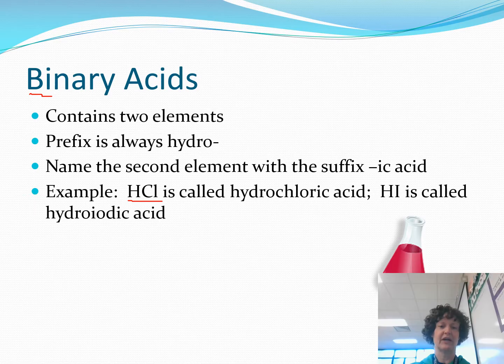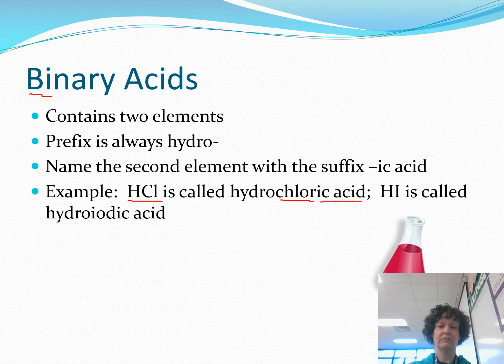Look at it. It's got one hydrogen atom at the beginning, so that tells you we've got an acid here. And then it's got only one other element bonded to it, and that would be chlorine. That's two elements in the compound, so that would be a binary acid. So we start with hydro, and then we put chlor for the chlorine, and then ic acid. All right, so that's how we name that one.